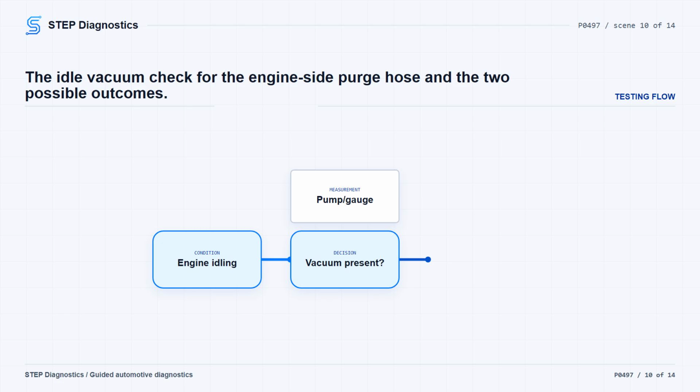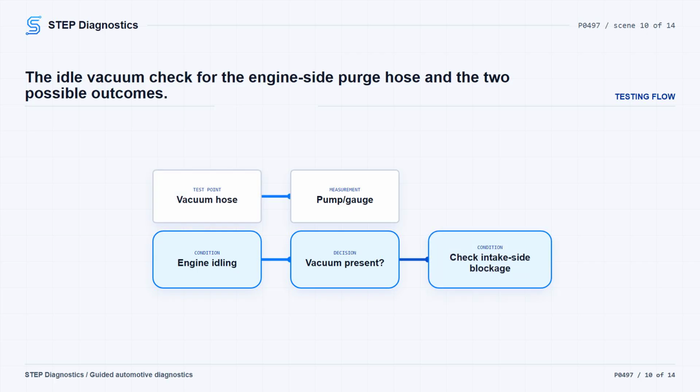For this check, connect the vacuum pump/gauge to the vacuum hose, start the engine, and let it idle. If there is vacuum, the engine side purge line is OK, and the next check is the FTP sensor. If there is no vacuum, check for a blockage in the purge line between the EVAP canister purge valve and the intake manifold. Then verify the repair.